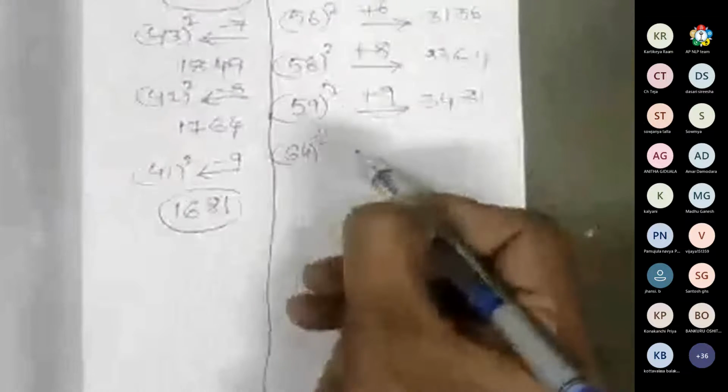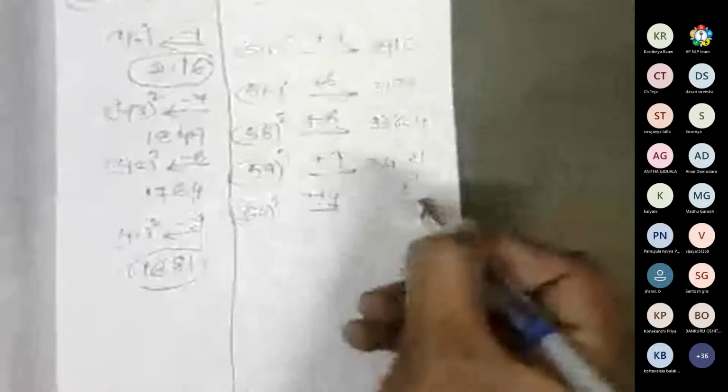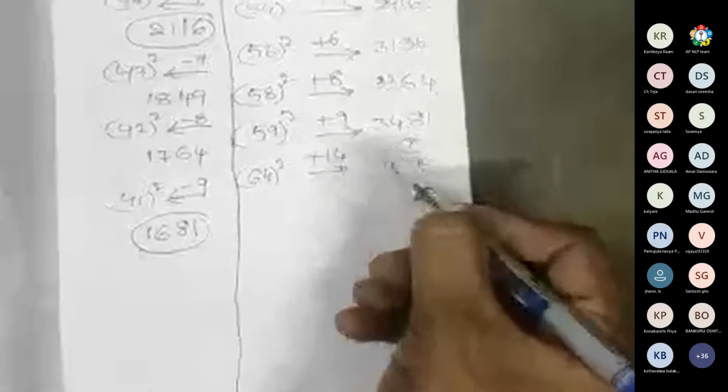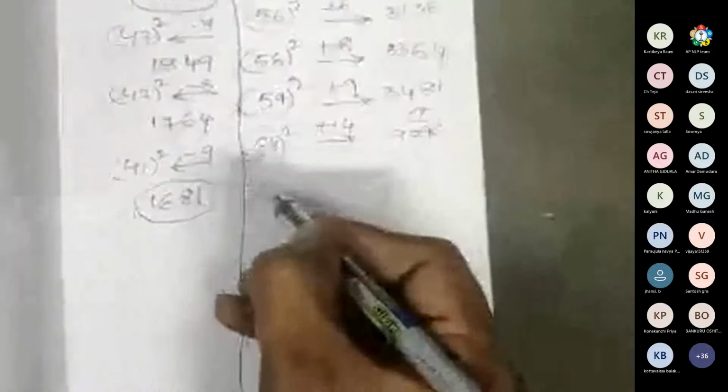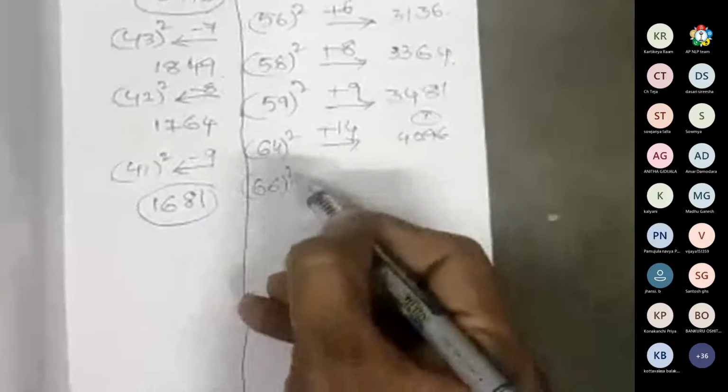64 whole square. For 50, how much more? 14 more. 14 square is 196. 25 plus 14 is 39. 39 plus the one carry. Answer 40, 4096. Right? For example, 66 whole square is given.